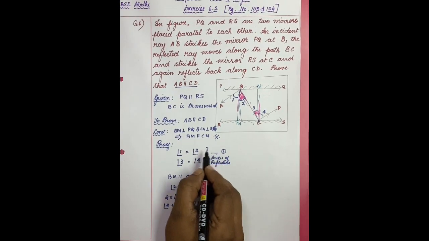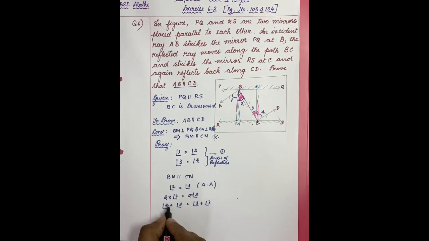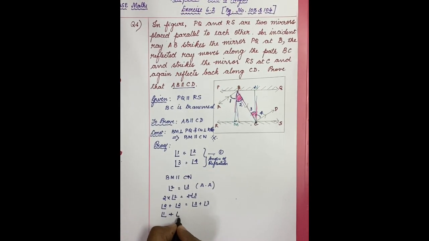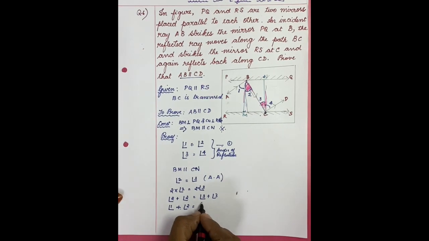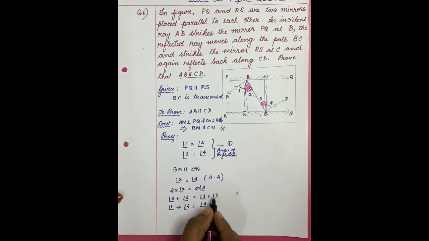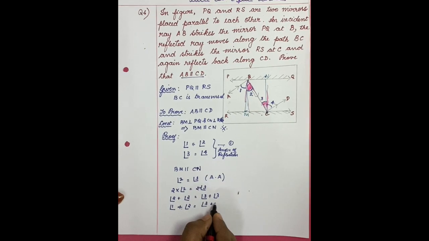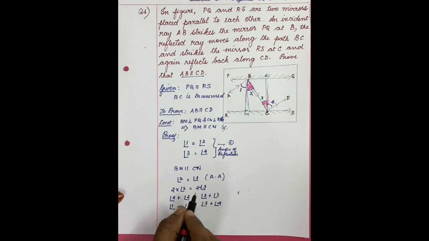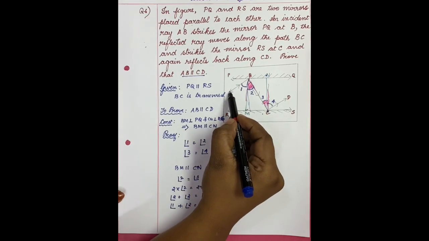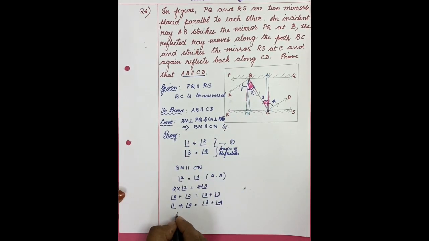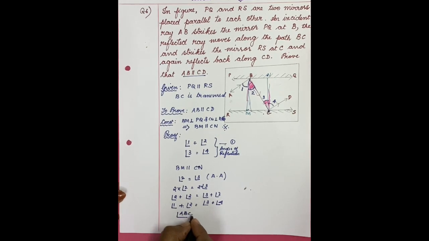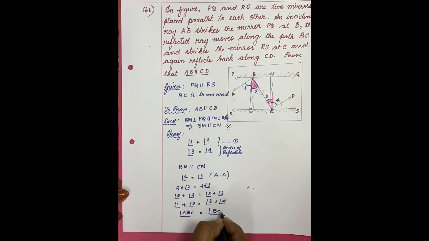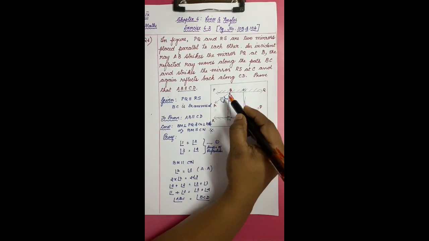What is equation 1? Angle 1 is equal to angle 2. So, one of the two angle 2s I am going to write as angle 1, giving angle 1 plus angle 2. Similarly, I will write angle 3 plus, again instead of angle 3, what can I replace it with? Angle 4. Now, what is angle 1 plus angle 2? Together, angle 1 plus angle 2 is angle ABC. So, this is angle ABC is equal to angle 3 plus 4, which is angle BCD.